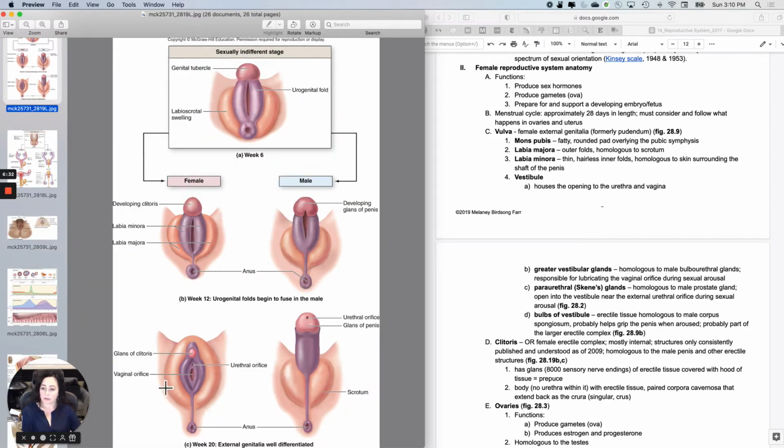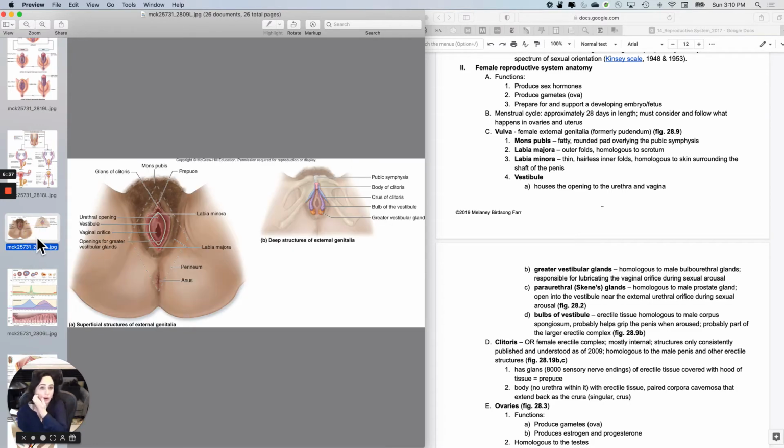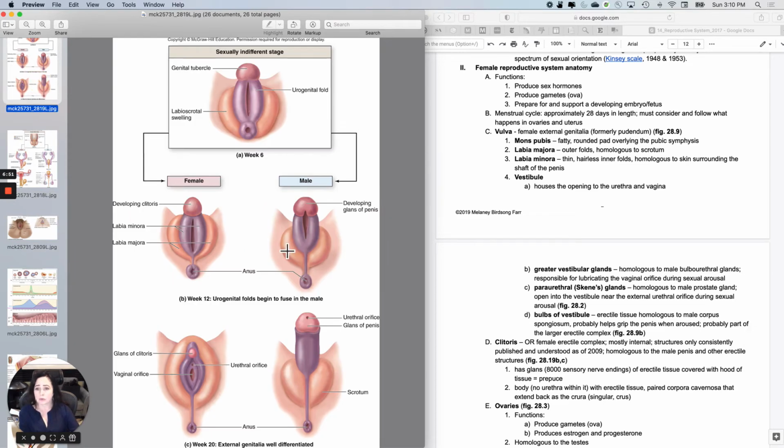So here's your labia majora and here's your scrotum. Okay, so the labia majora are homologous to the scrotum. And then we have the labia minora. The labia majora, by the way, after puberty generally will have pubic hair associated with them. And then the labia minora are the thinner inner folds that are hairless. And those are homologous to the skin that forms the shaft of the penis.